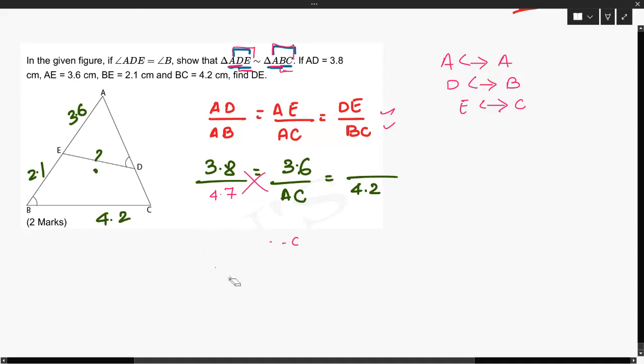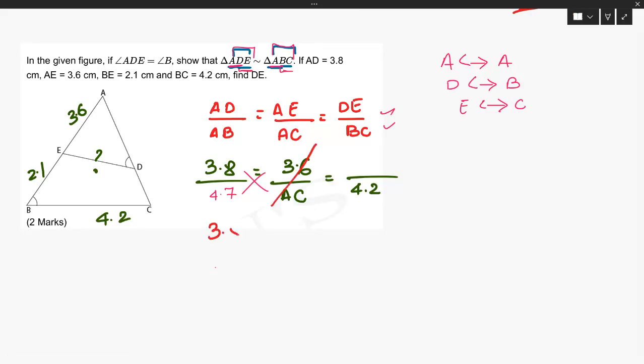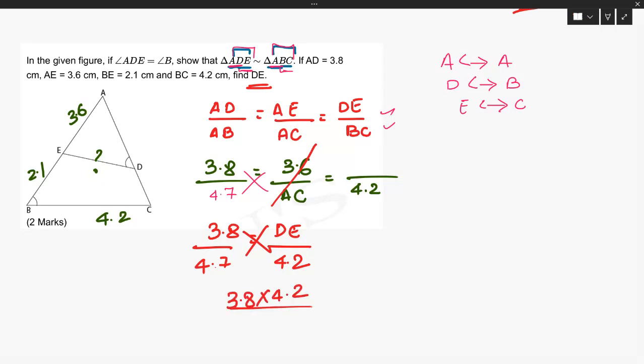See, instead of this, we can do one more way. We can ignore this, and we can just do 3.8 upon 4.7, which is equal to that unknown DE, because in the question we need to find only DE. They are not asking for AC. So we can only focus on what we need. So 3.8 into 4.2 upon 4.7. Chalo, let's ignore the decimals first. In the denominator we cannot have a decimal, so multiplied by 10. So which will give you 3.8 into 42 upon 47.